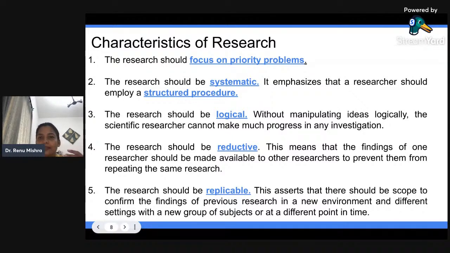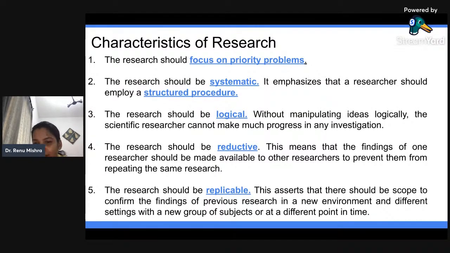Firstly, I'll take a quick look at the characteristics of research, because I'm sure that by now you must have developed a clear understanding of how we define research. Research focuses on a problem. When I say priority problems, that means anything which you have chosen to study. So that is supposed to be a priority problem. So basically, research is about your priority problem.